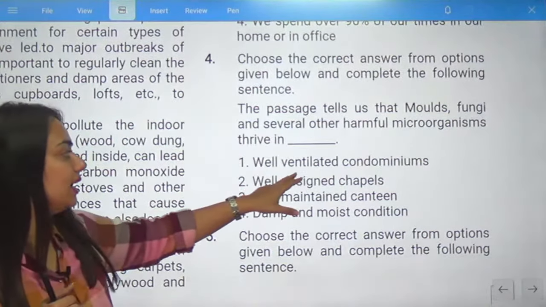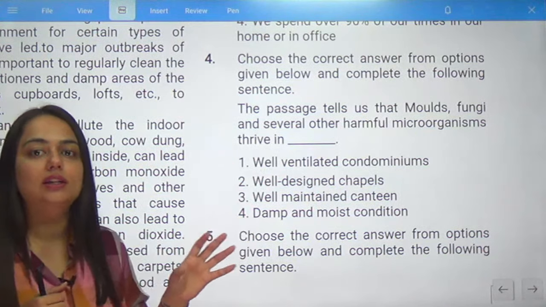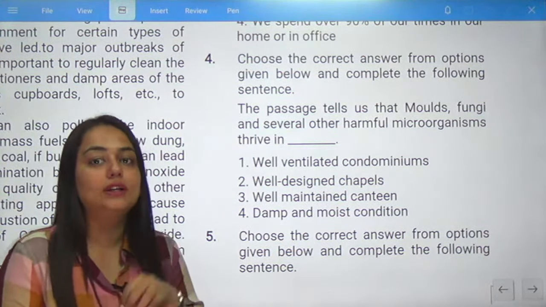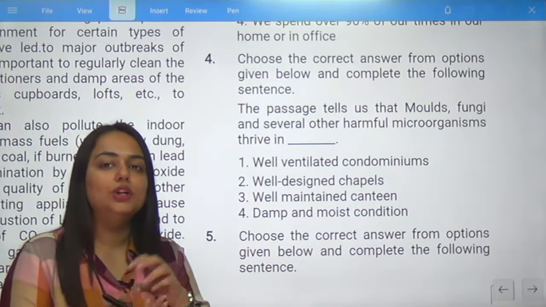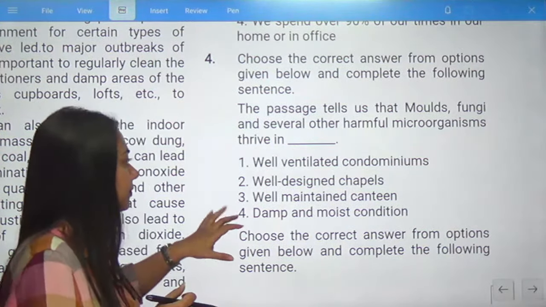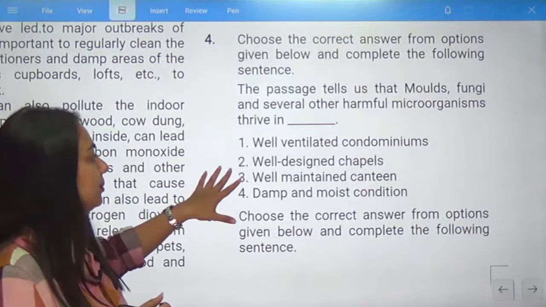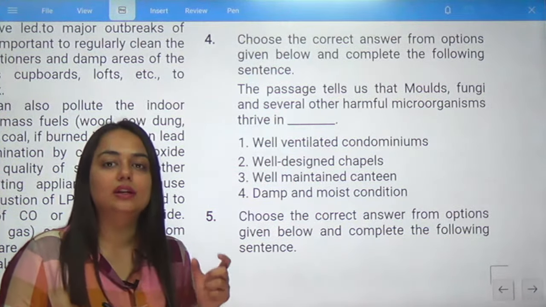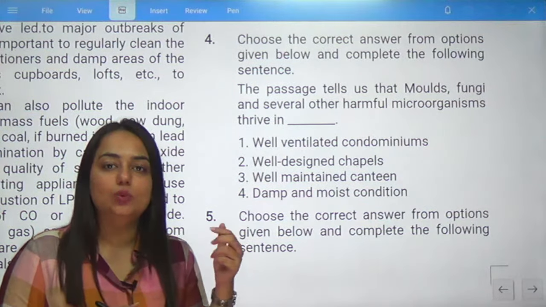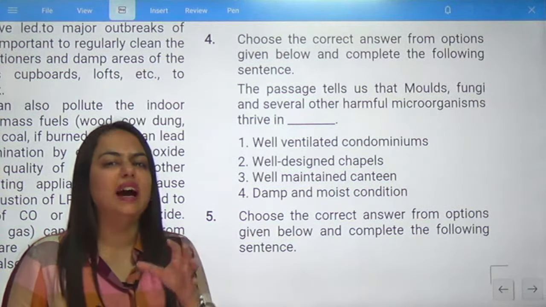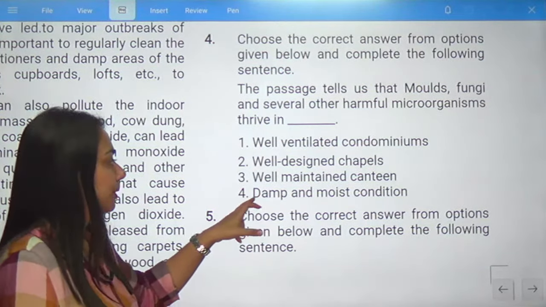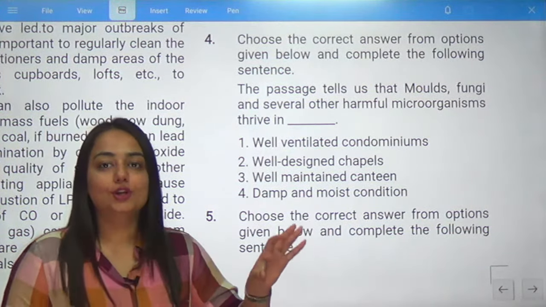Well ventilated places, तो well ventilated जगह पर तो बिल्कुल thrive नहीं करेंगे because it is not going to be warm or damp. Damp वो area होता है जो थोड़ा सा moist होता है. Well designed chapels, design is not something that we are considering here. Rather we are seeing if the place is a well ventilated one or a damp one. Well maintained canteen, or should it be damp and moist conditions. So look at this.